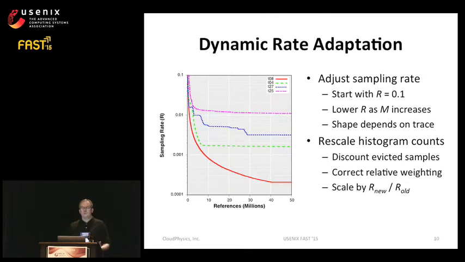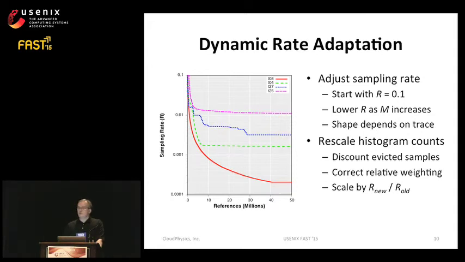So we talked about how samples get evicted from the sample set to maintain constant space. Let's look at that in a bit more detail. The plot on the left shows how the dynamic sampling rate adapts as a function of reference count for 4 diverse traces. On the y-axis, the sampling rate R starts with a high initial value of 0.1, which is large enough to achieve good results on virtually any workload. As the number of references increases along the x-axis, more unique blocks are encountered and R is lowered progressively. But note that the shape is very different for each of these traces.